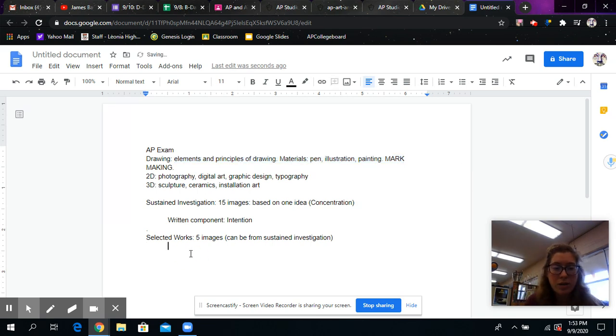And then with your selected works is also a written component, where same thing, you're giving materials, and you're giving your ideas, thoughts, and intention. Okay, so we're going to be going over all of this throughout the year, for sure. Each project is going to be talking about what elements and principles you are using, and what you can add to it to make it better.